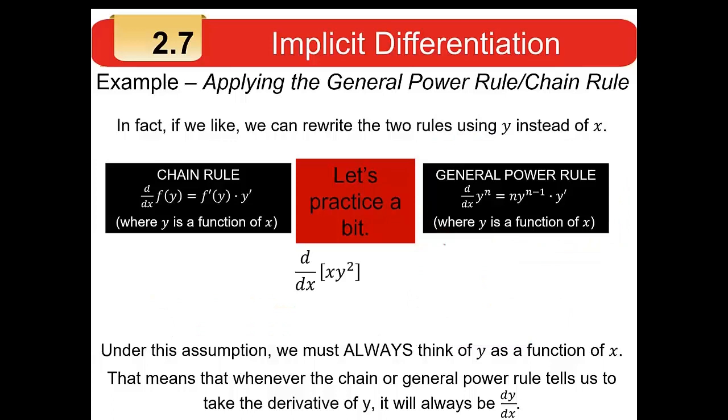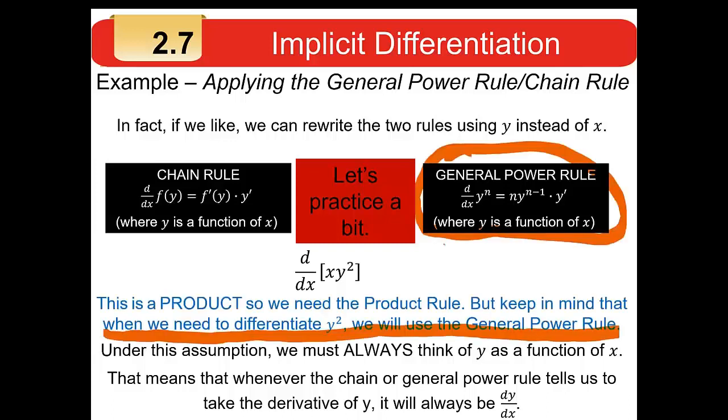One more. What if I ask you to find the derivative of this product, x times y squared? Well, because it's a product, you're going to have to apply the product rule. But within that product rule, one of the factors, the y squared, has a y in it. So when you get to the part of the product rule that requires you to take the derivative of the second term, that's when the general power rule kicks in.